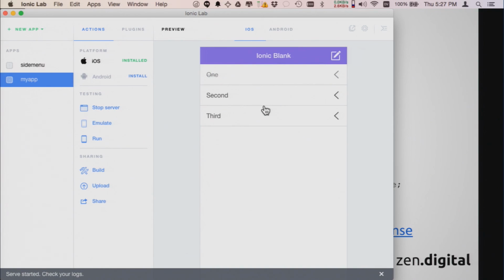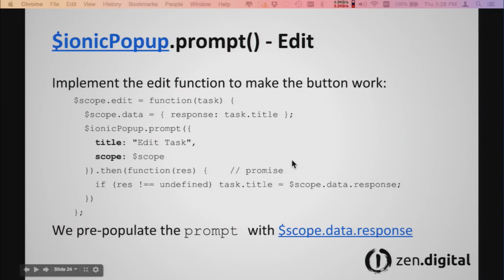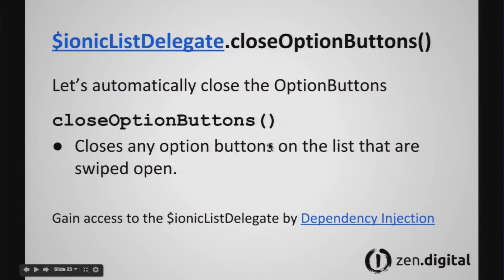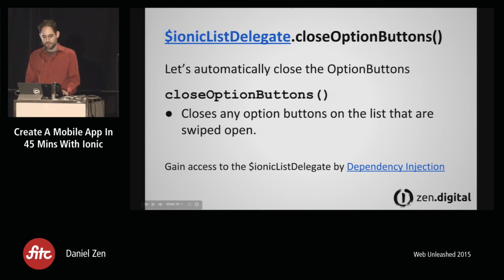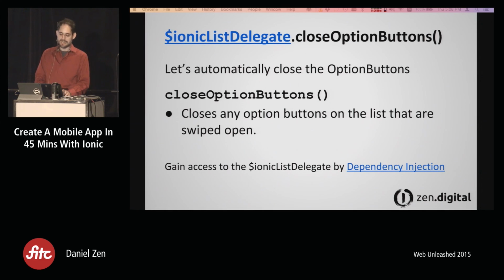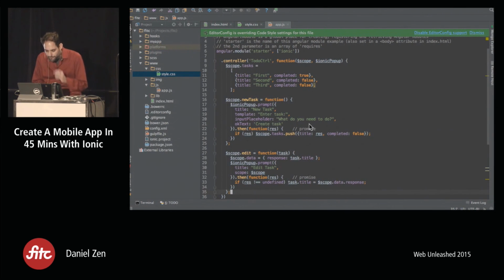So the last thing I need to do is make sure that it automatically closes. So how do I get that going on? Here we have this Ionic list delegate, which is a service that allows us to manipulate the option lists there. So I'm going to copy this command, Ionic list delegate, close option button. And notice the last thing it says is, don't forget that to gain access to it, you need to do a dependency injection, which means adding it to the list.